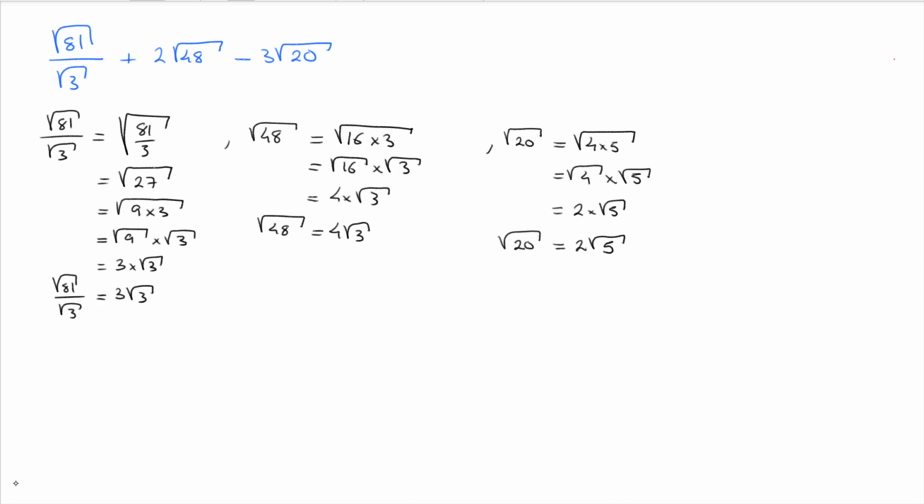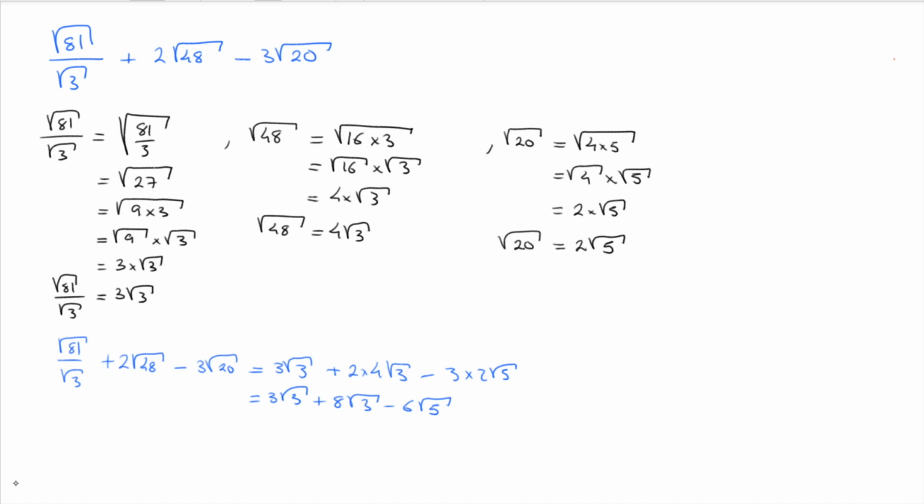We now go back to our initial expression, and we can state that the square root of 81 over the square root of 3 plus 2 times the square root of 48 minus 3 times the square root of 20 is equal to 3 root 3 plus 2 times 4 root 3 minus 3 times 2 root 5. This equals 3 root 3 plus 8 root 3 minus 6 root 5.